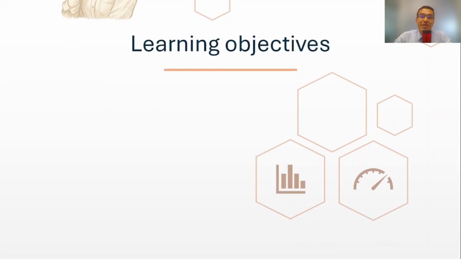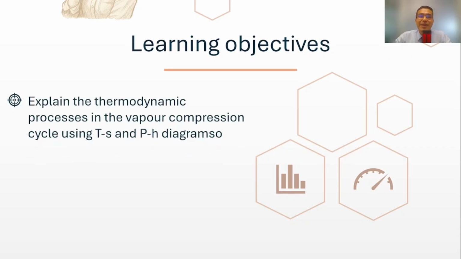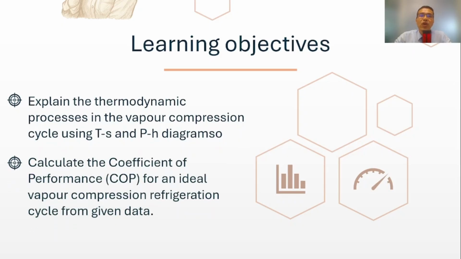By the end of this video, you will be able to explain the thermodynamic processes in the vapor compression cycle using TS and pH diagrams, and calculate the coefficient of performance, COP, for an ideal vapor compression refrigeration cycle from given data.